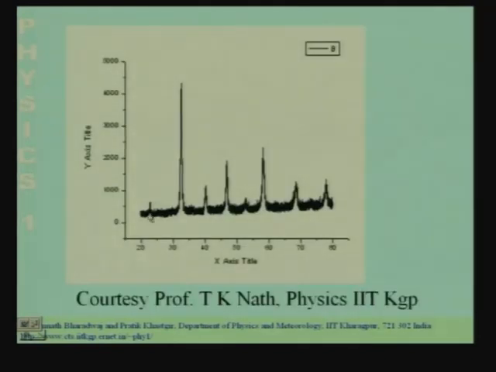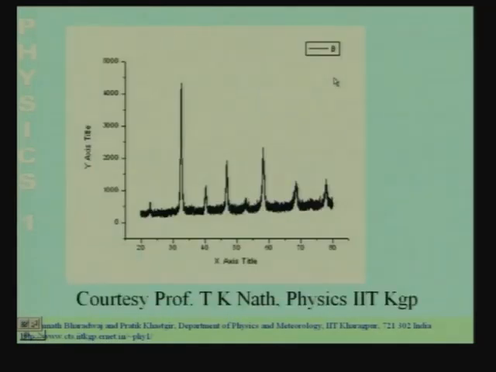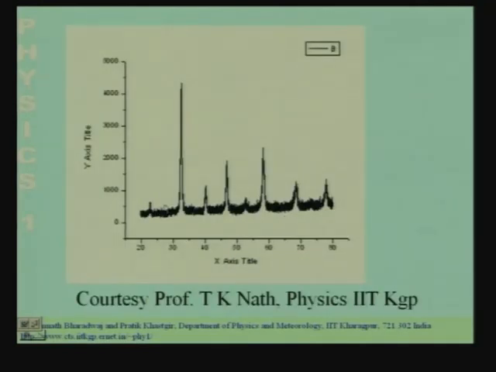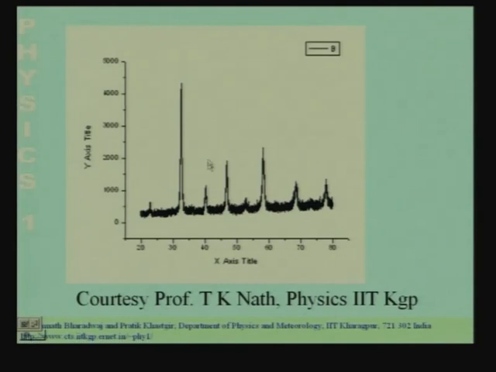So this is at 23.10 degrees, and remember that this angle 2 theta is actually the total angle between the incident direction and the scattered direction. So the smallest angle at which you have a maxima is 23.10 degrees, then you have a maxima at 32.72 degrees, which is this one, and then you have a maxima at 40.33 degrees, which is the one over here, and I have not shown you the values corresponding to these other maximas.